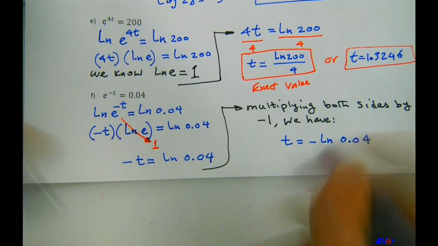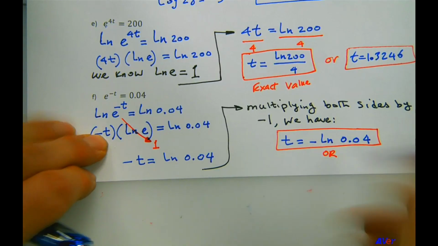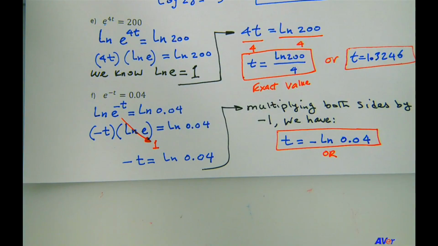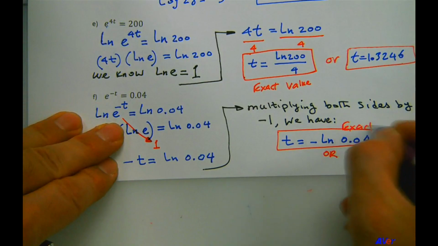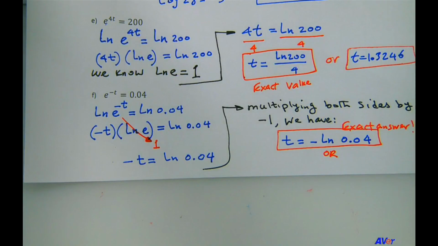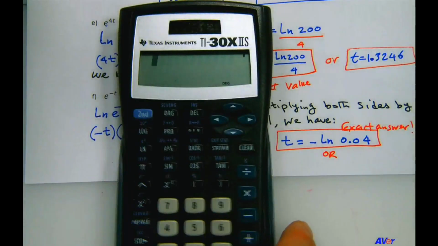Okay, you can either leave your answer like that, so that's the exact answer. If you're asked for an exact answer, that's how you would give the answer. Okay, this is the exact answer. Okay, what if they ask you to calculate this and give it to a certain decimal value? Okay, let's see how we can achieve that with our calculator.